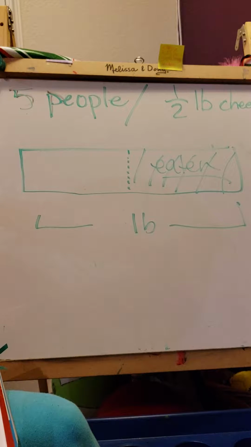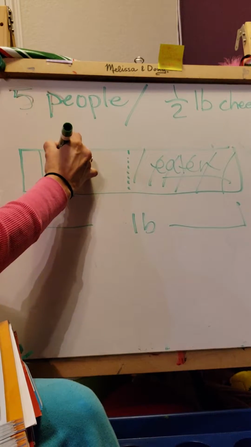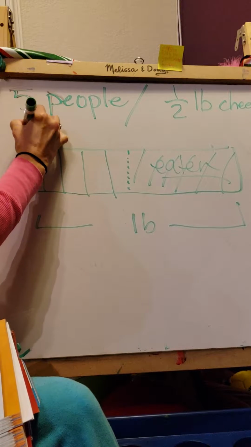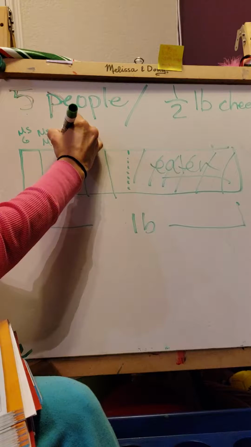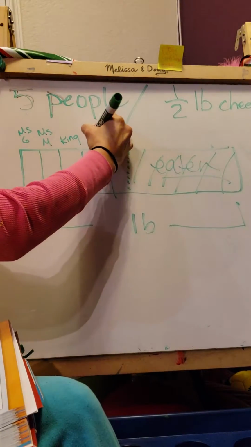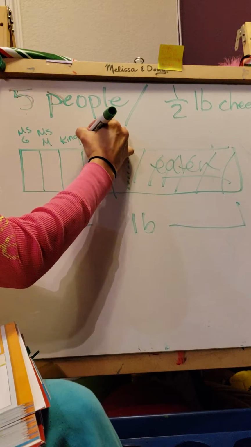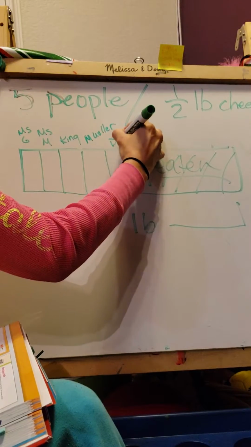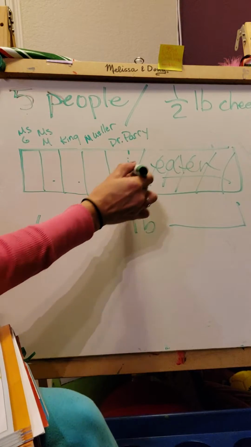But we need to think of it as a whole. So we're going to go 1, 2, 3, 4. Obviously, let's say this is Miss G. This is Miss Meadows. Let's say this is Miss King. And this is Miss, who guys, give me someone. Miss Mueller. And then we have here Dr. Perry. He's meeting with us too. Okay, so 1, 2, 3, 4, 5.